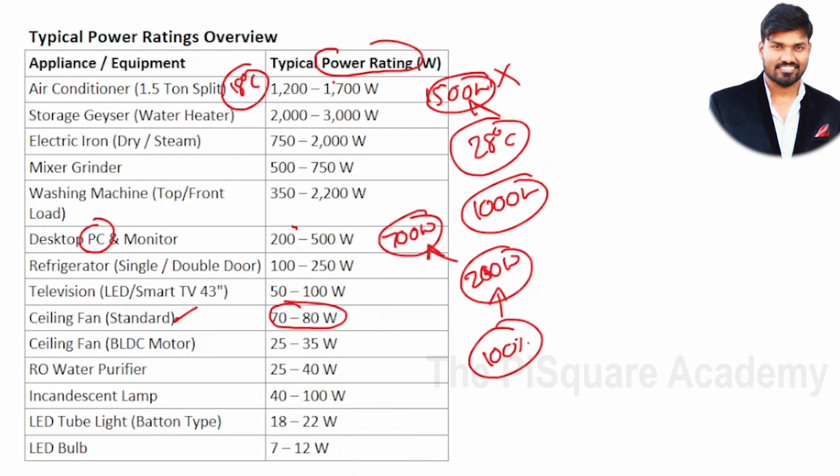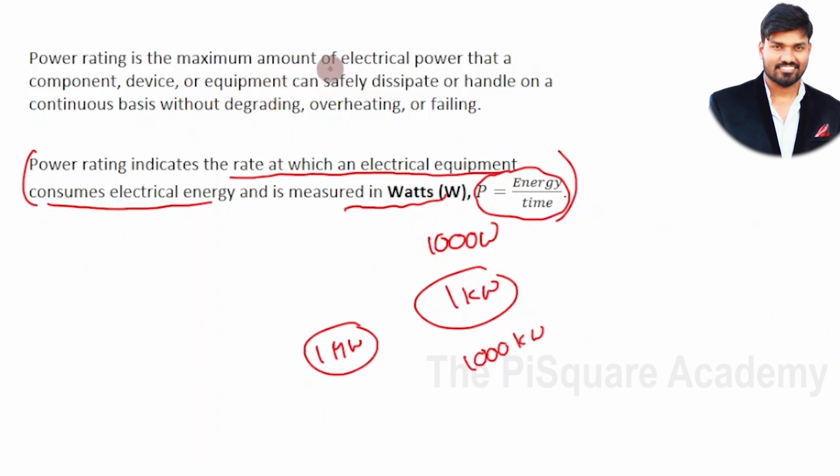I hope you understand what the power rating is. Power rating is the maximum amount which it can handle without damaging anything. Units are watts. It is the rate of electricity consumption, energy by time, which is power. And watts, kilowatts and megawatts. You understood these concepts? Amazing. See you in the next lecture.